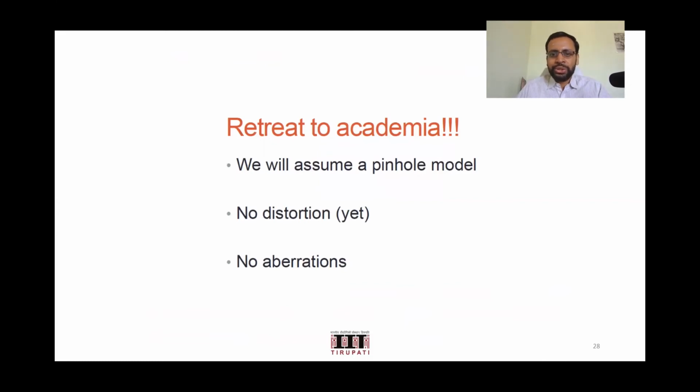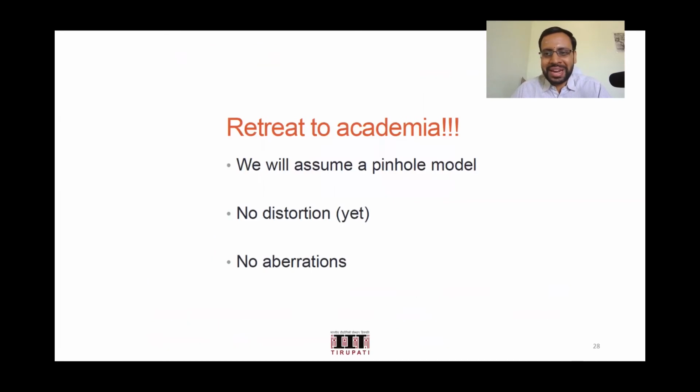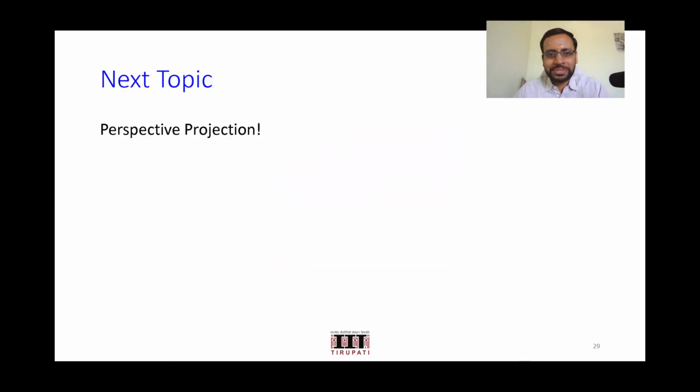However, you don't have to worry about all these things. Again, a slide from R.N. Bobbick, he would say it's a retreat to academia, because we will assume just a pinhole model and go ahead with it. No distortions in our courses and no aberrations at all. That makes our life easier. So with that, I would conclude the discussion about cameras and images.